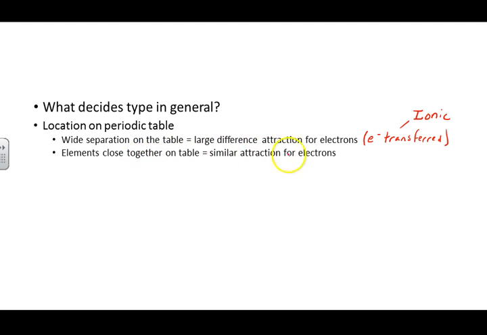Elements that are close together on the table tend to have similar attractions for electrons, and that means that electrons, instead of being transferred, are going to be shared. At least one way of our typical way of sharing is what we would call the covalent bond. But we also have another way of sharing when they're close together on the table, and that could also be metallic, because the electrons are shared in something known as an electron sea, S-E-A, which we'll talk more about later.